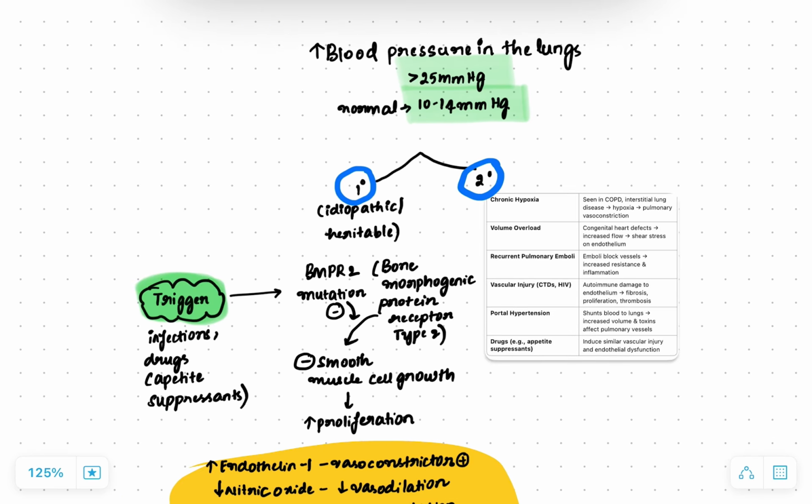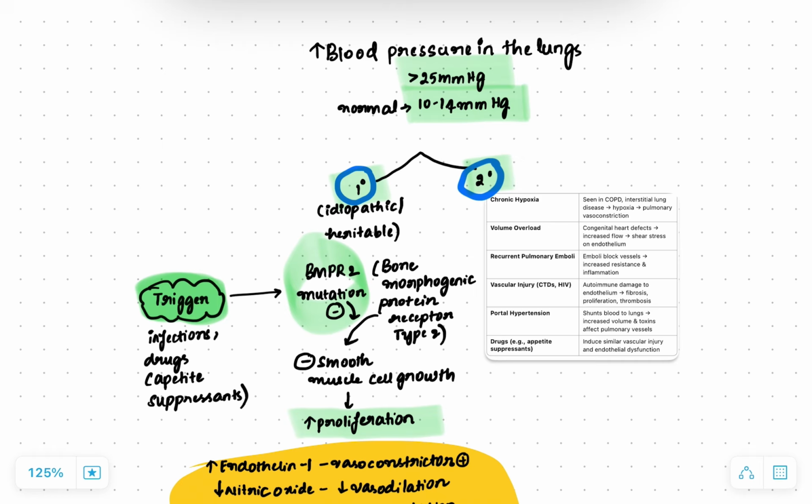It is of two types, primary and secondary. Primary type is idiopathic or heritable type. It is because of BMPR2 mutation. BMPR2 stands for bone morphogenic protein receptor type 2. It normally inhibits the smooth muscle cell growth, but because of this mutation this is not inhibited, so there will be over proliferation of the smooth muscles.